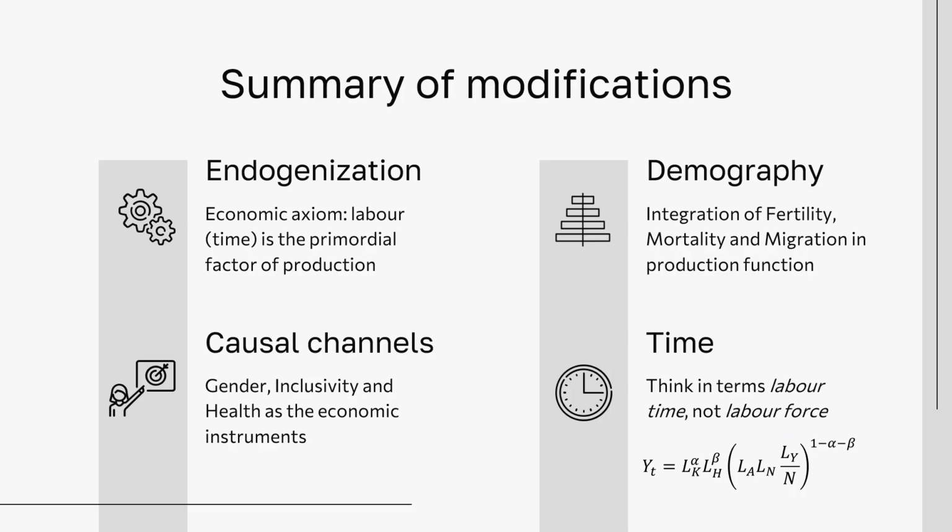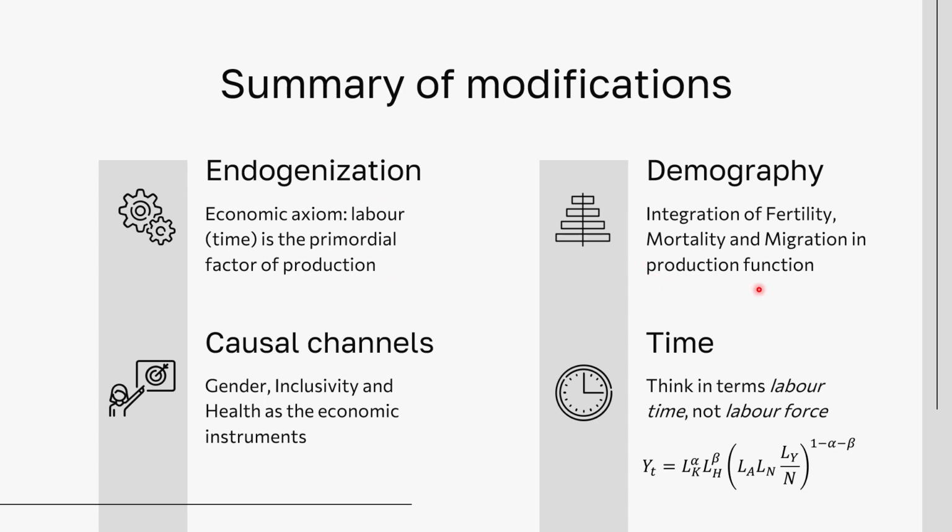So let's just recap what we've talked about here. Effectively what we've done is we've used the same Solow Swan model, but endogenized it. It's kind of like a Lucas Uzawa model, or if you want to think of it as an endogenous model. And again, it goes back to our economic axiom here that labor is the primordial factor of production. That's something we've now corrected for.